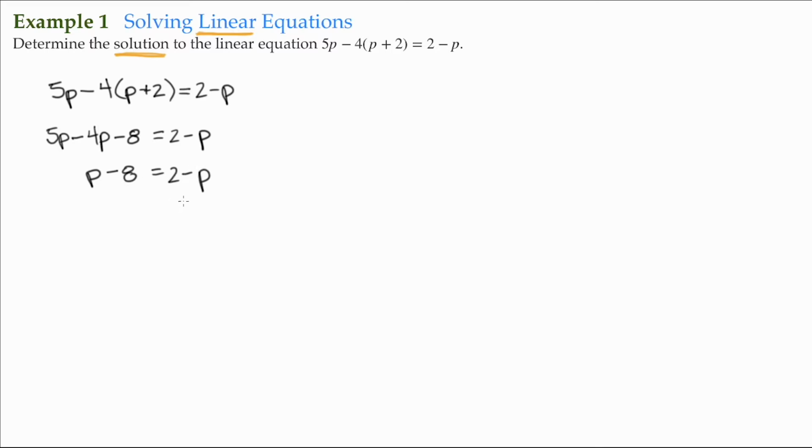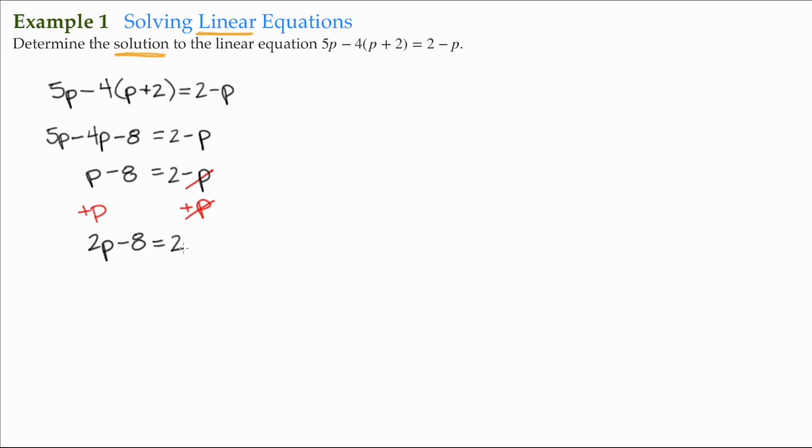Now since I want to know what p is, we're going to get p all by itself on one side of the equal sign. So I'm going to use the addition property of equality, and I'm just going to add p over here. And what that says is that what you do on one side of the equal sign of an equation, you must do it on the other side. So over here we have 2 minus p plus p, and the whole idea is that these two are going to cancel. That's the objective there. p plus p, that's 2p, so we're left with 2p minus 8.